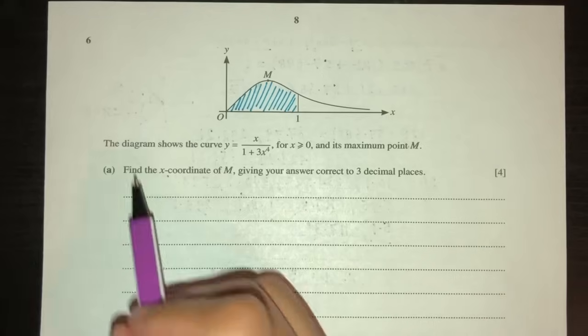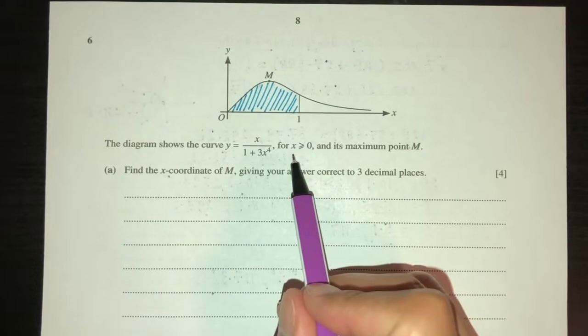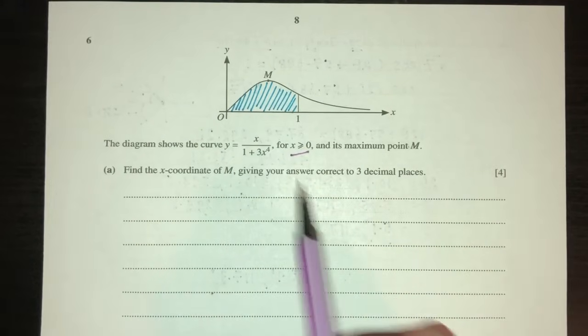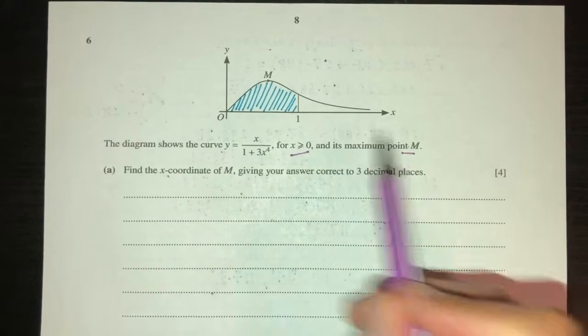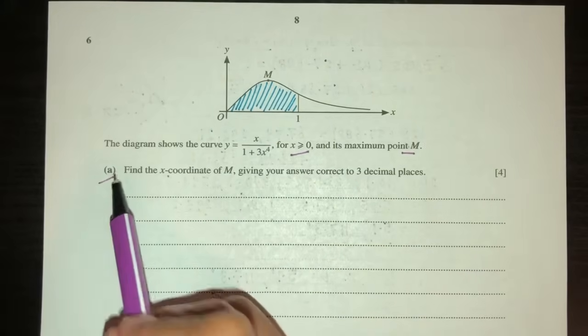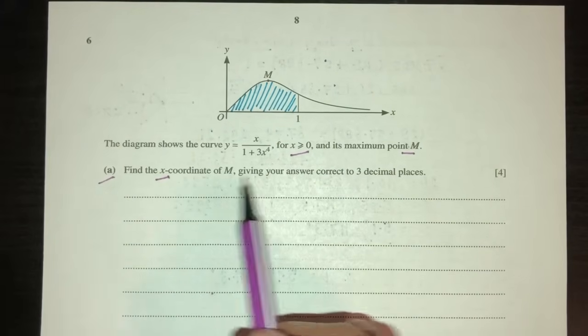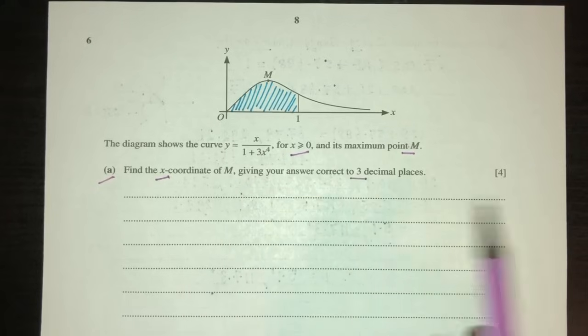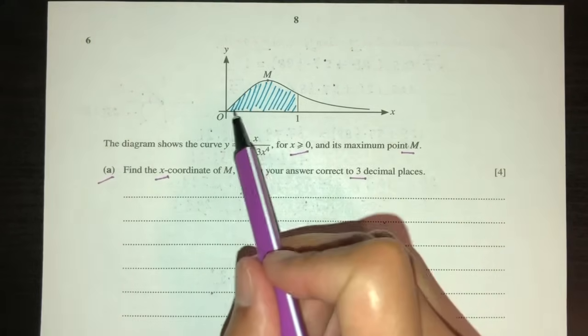Question number 6. The diagram shows the curve y for x more than 0, for positive values of x. Now, its maximum point is m. As you can see, m is right here. So part 1, find the x coordinate of m, giving your answer correct to 3 decimal places. So it says m is a maximum point.